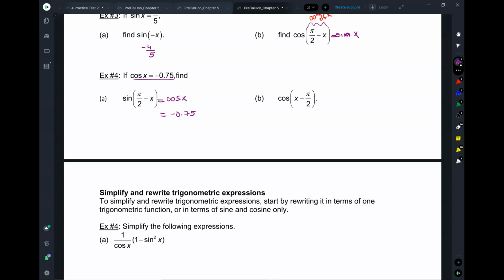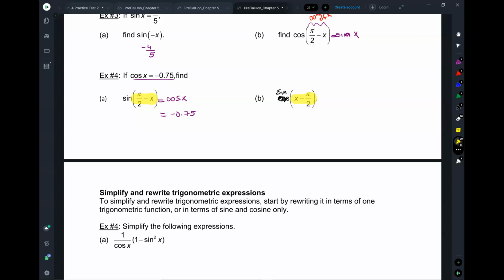Now, here. Oh, you know what? Actually, wait a minute. I meant to make this a sine. Okay, so here I was asked to find sine of the complement. Now, this is sine of pi over 2 minus x. This is sine of x minus pi over 2. How are those two related? How is this related to this? They're not inverses, they're negatives of each other.